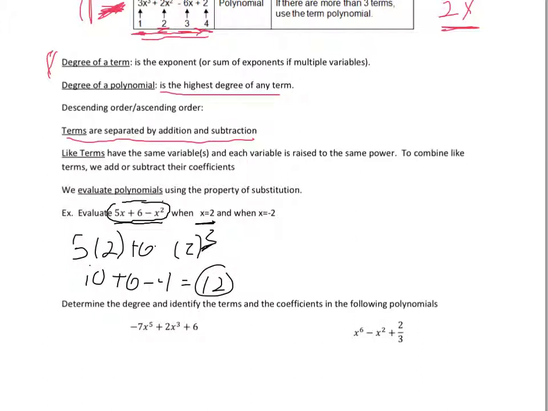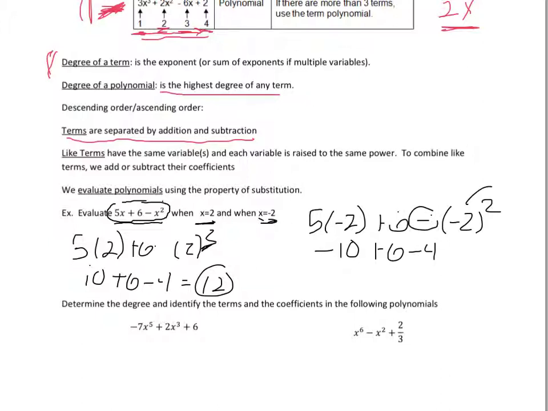Now, if we're evaluating this when x equals negative 2, we're plugging that in for the x's. And notice I'm plugging these in parentheses for the x's. So we have 5 times negative 2 plus 6 minus negative 2 squared. Here we have negative 10 plus 6. When we square the negative 2, it's a positive 4, but then this minus here means this is minus 4. So then negative 10 plus 6 minus 4 is going to be negative 8. So that's how we evaluate a polynomial.